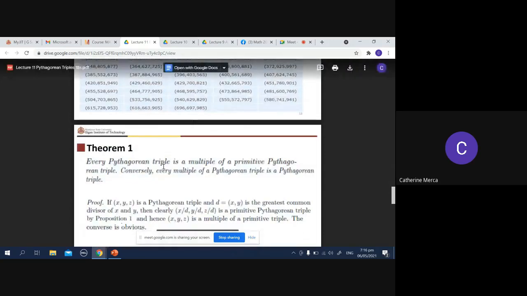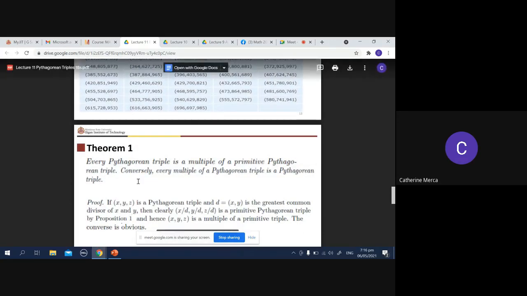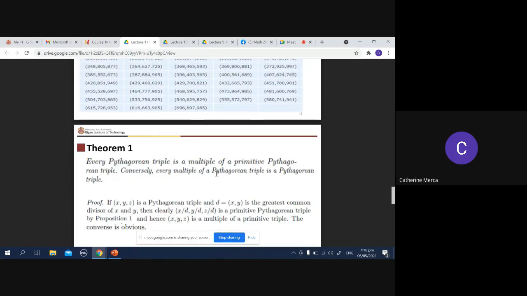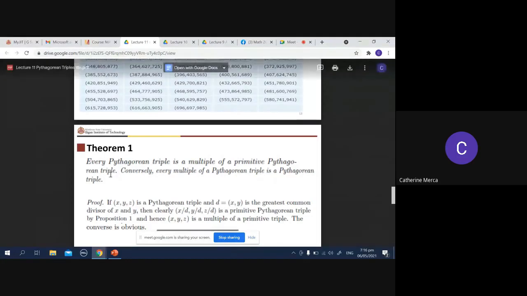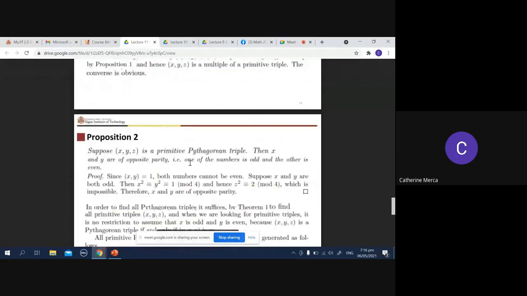Theorem 1: every Pythagorean triple is a multiple of a primitive Pythagorean triple. Conversely, every multiple of a Pythagorean triple is a Pythagorean triple. So we have the following proof. You can take a look at the proof later on.